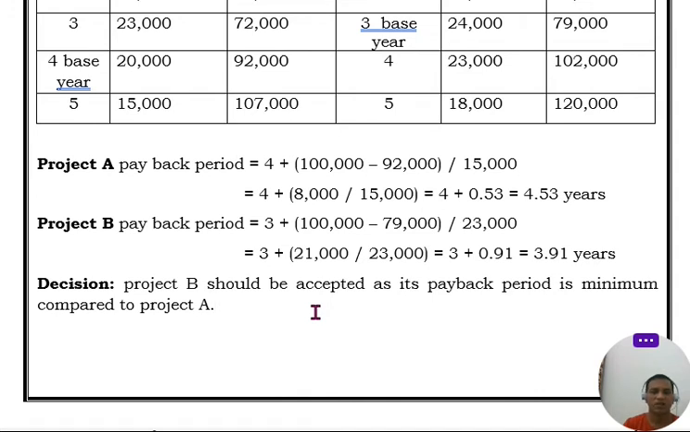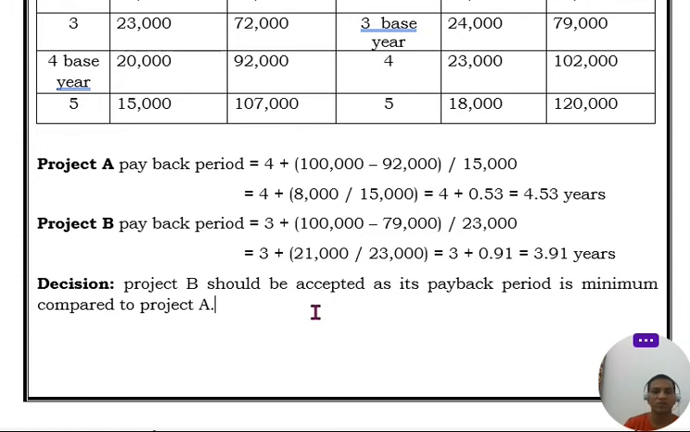Two models I covered: when cash flows are uniform, and when cash flows are non-uniform. When cash flows are uniform, use the direct formula: initial investment divided by annual cash flow. When cash flows are non-uniform, not equal, you have to apply the interpolation formula. For that, you have to prepare a table with cumulative cash flows, and then identify the base year, how much is recovered in the base year, the balance to be recovered, and the next year cash inflow. Substitute the values in that formula and you will find the payback period.